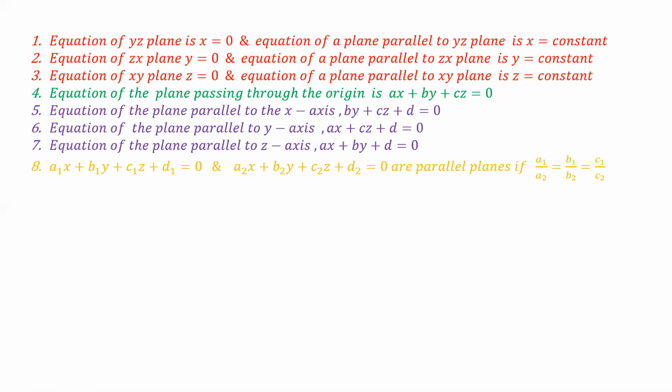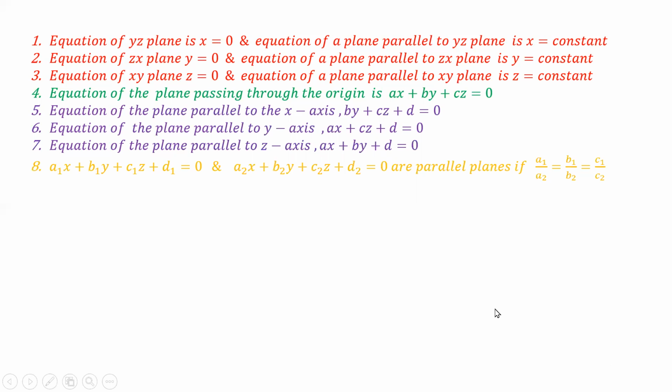Just check the ratio of the coefficients of x, y, and z, that is a1 upon a2, b1 upon b2, and c1 upon c2. If the ratios are equal, we can say the planes are parallel to each other.